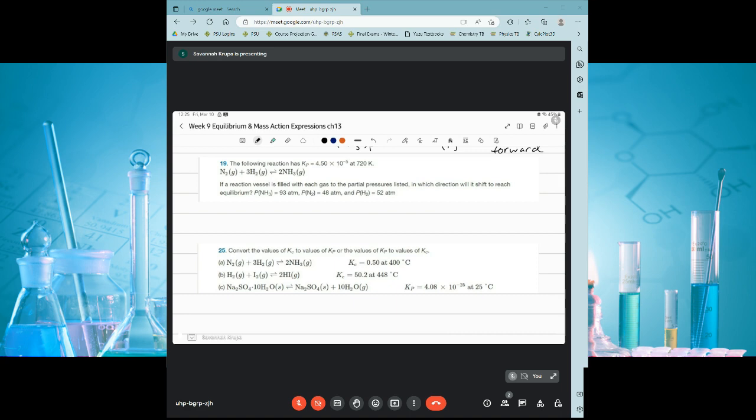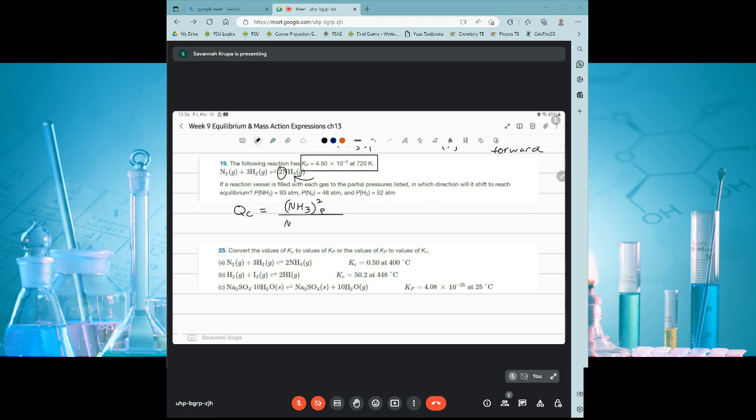So we first need to list out what the QC equation will look like, and then we can plug in the pressure values, and then we will compare that to the Kp value that it gives us. And if the Kp value is going to be below the QC value, it'll act in reverse, and vice versa, it'll act forward. So let's first start with finding out the equation. So the product will be on the top. So that's going to be the NH3, and that is going to be squared because of its coefficient, and then divided by the reactants.